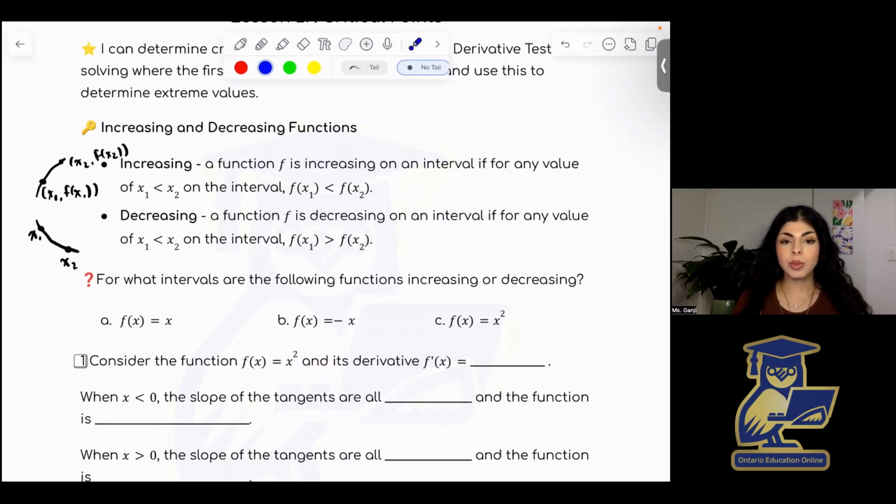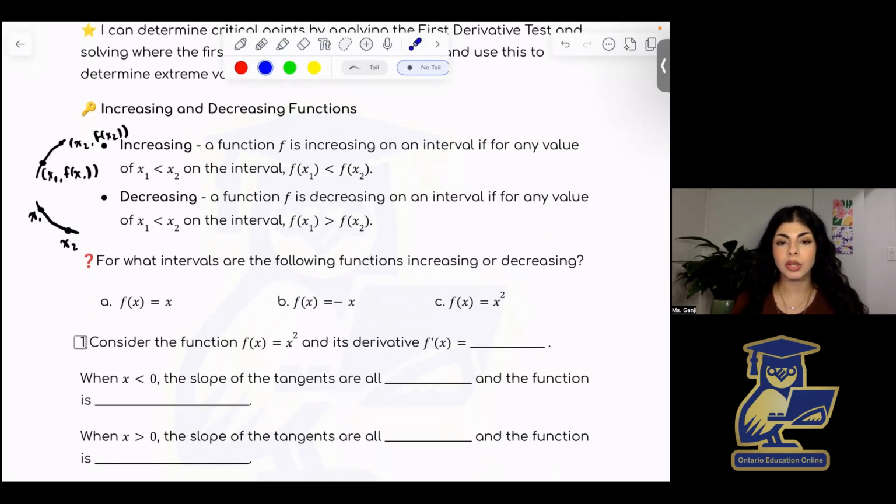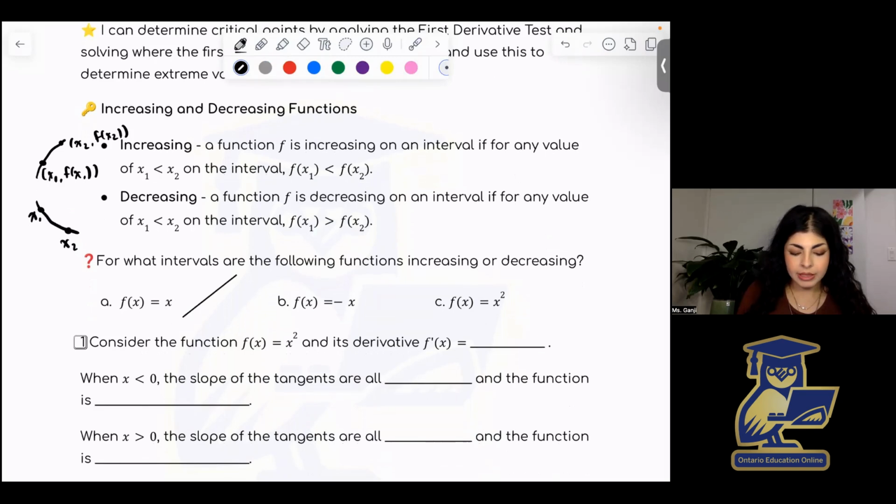So now let's practice with some functions we should be very familiar with, our linear equations as well as our quadratic function. So what are the intervals of increase or decrease for these given functions? So starting with f of x is equal to x, we know that this is a straight line such as this. And so for any two values of x1 and x2 that we pick, then we have that this is actually an increasing function altogether because all the outputs are greater than the output of previous x values.